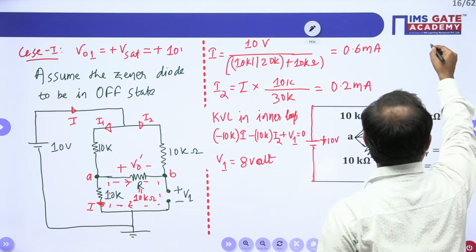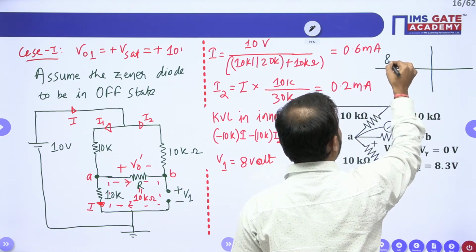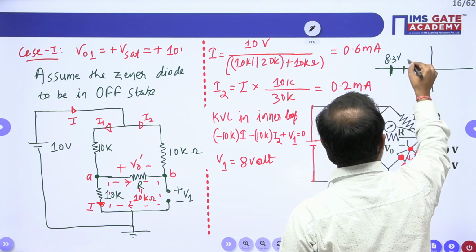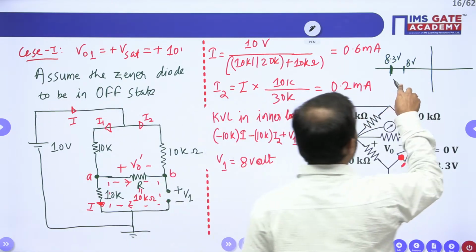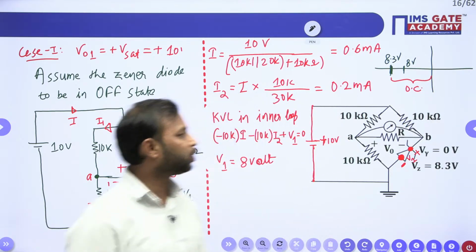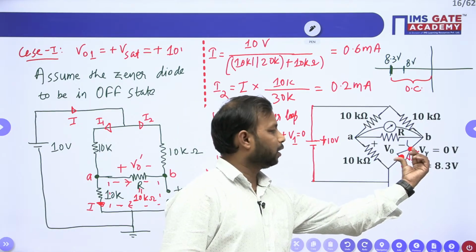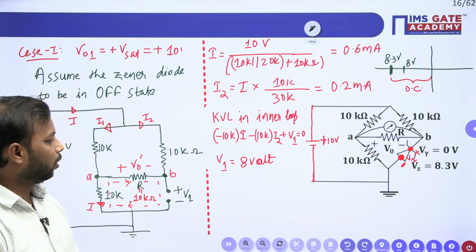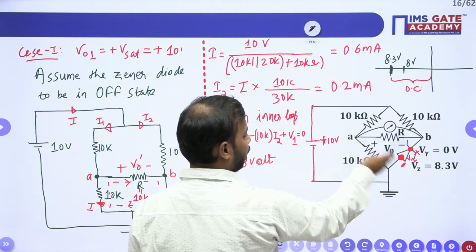So it means that, see here everyone, the Zener has to break down at voltage 8.3 volt, but your voltage has been stuck to 8 volt only. This means that this region belongs to the open circuit region. And our assumption is correct. We have assumed that this has to be in open circuit condition, and our assumption is correct. All right. So this Zener diode will be open.